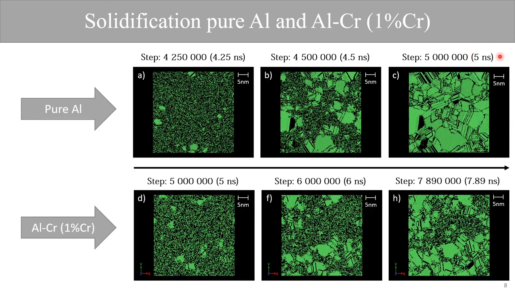So we can see that after 5 nanoseconds of the simulation, the solidification was almost finished for the pure system, whereas for the binary in figure D, we can see that the 5 nanoseconds were not enough to solidify because solidification got interrupted due to the presence of the icosahedral structures. So even with 2.89 more nanoseconds, solidification didn't finish, and we still have a region where we have the liquid state.